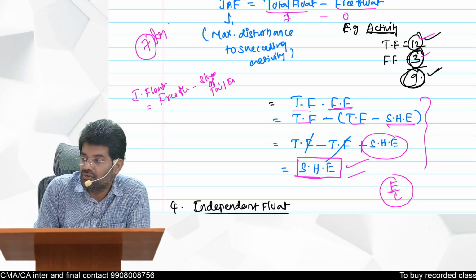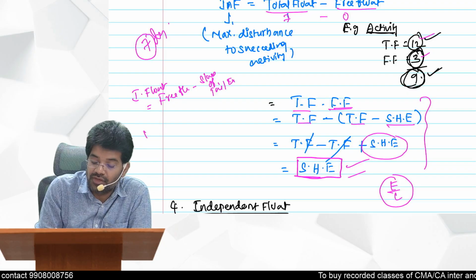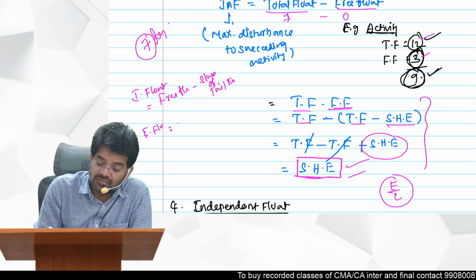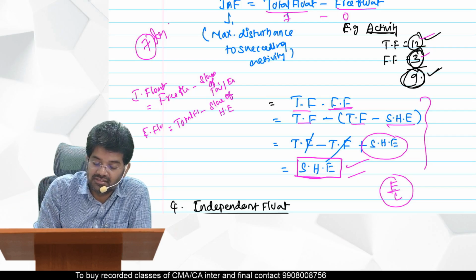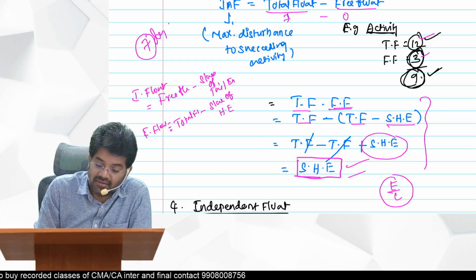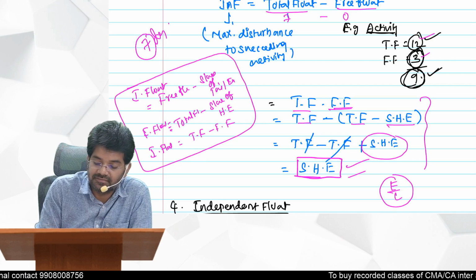Next one, how do you get free float? Free float is equal to total float minus slack of head event. The slack of head you should take, because it should not affect your succeeding activity. Then interfering float is total float minus free float. That's it. You should remember these three.